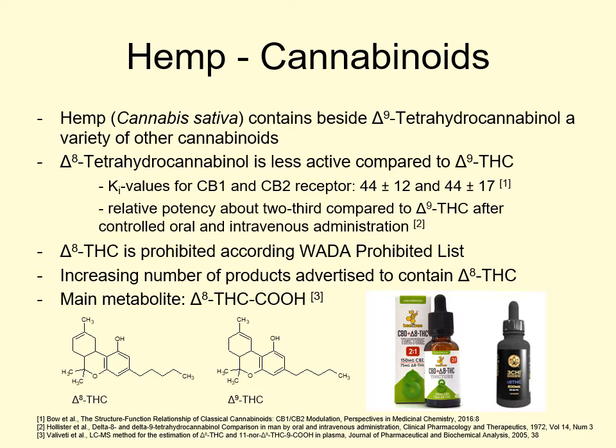One of the minor cannabinoids is delta-8 tetrahydrocannabinol, which differs only in the position of the double bond compared to delta-9 THC. The reported Ki values for the CB1 and CB2 receptor are slightly higher compared to delta-9 THC. Therefore, a similar action with a lower potency can be expected. A study after controlled oral and intravenous administration confirmed this assumption. The relative potency was estimated to be 2/3 compared to delta-9 THC.